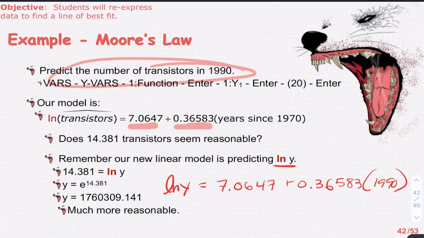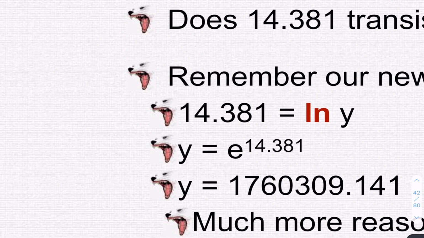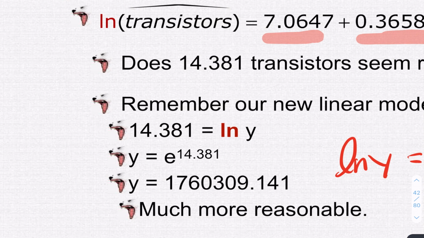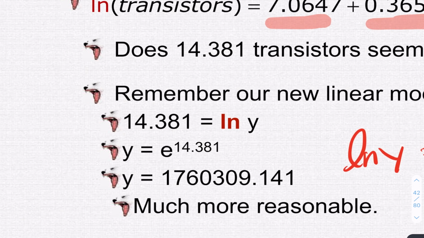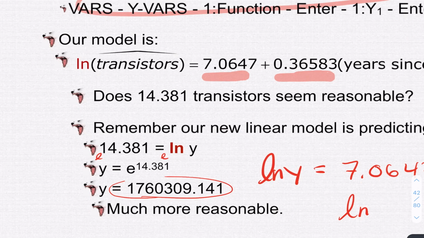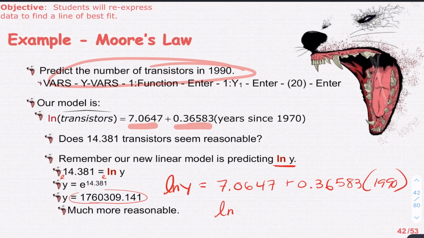When I type this all in and I get ln y is equal to 14.381, realistically, y is equal to the exponential raised to that power. So what I do is I take e of both sides. This number is much more reasonable than what it allegedly predicted, which was 14.381 transistors. We know it has to be much larger.